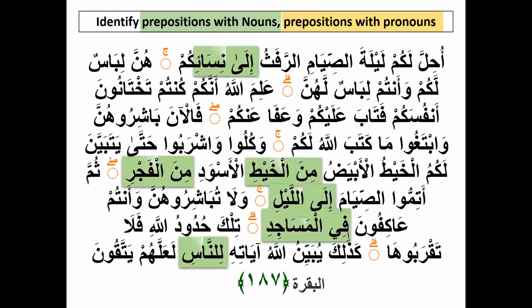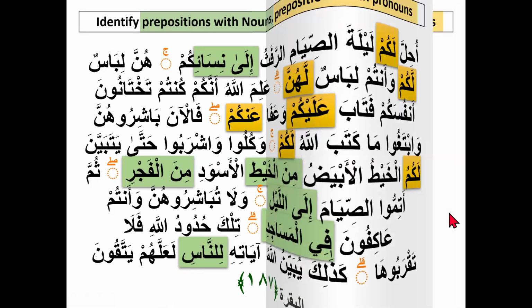All the green now, these are the prepositions that come with the nouns. They are all murakkab jari. They all are shibu jumla. Now I will use the yellow one. They all are prepositions that come with the pronouns. Okay, now let's do one more slide.